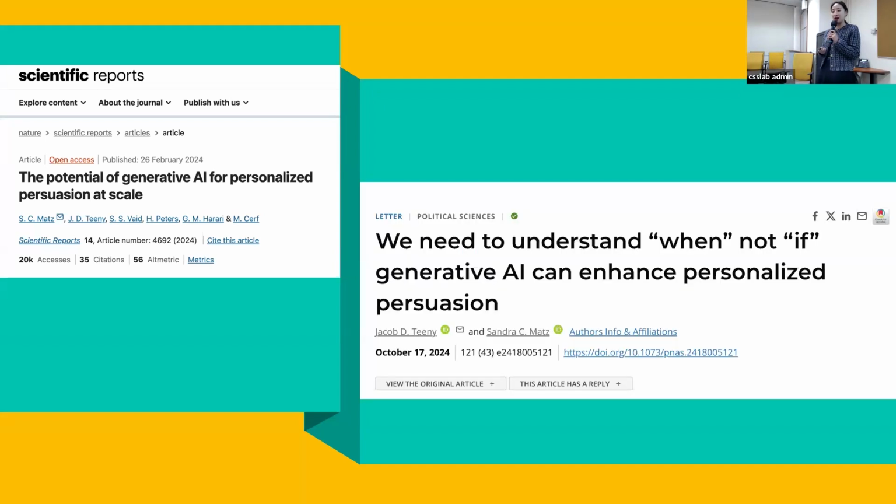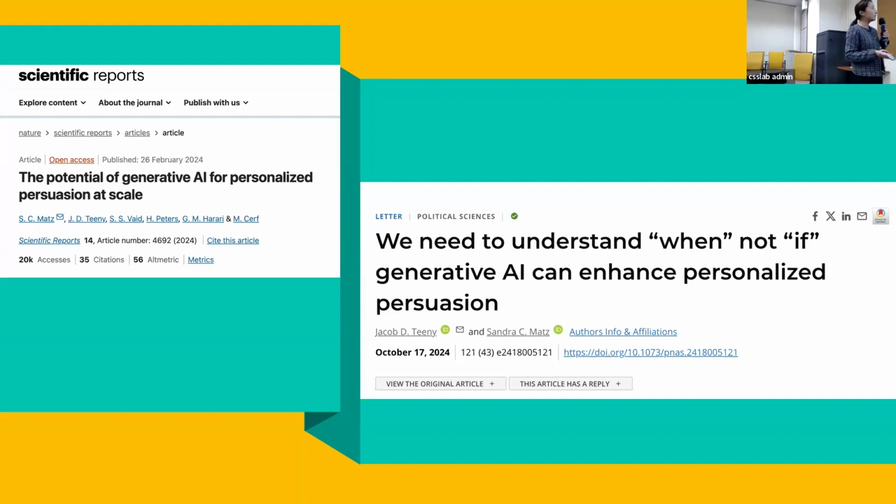After this paper got published, there were some challenging perspectives and opinion pieces directed at this idea, and some people were arguing about whether this is the right direction to go, or whether this is even effective, right? So there was a lot of criticism of this paper. And then this team of researchers also published a response letter to some of the critique or skepticism towards the work. The title is, "We need to understand when, not if, generative AI can enhance personalized persuasion."